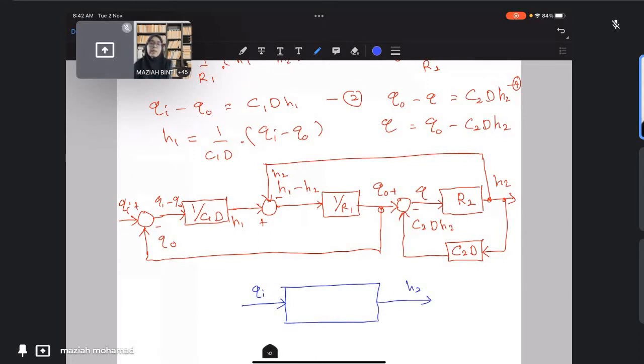Before we start with that, do you have any question at all related to drawing a block diagram for any system? Because after this, I'm not going to touch that part anymore.